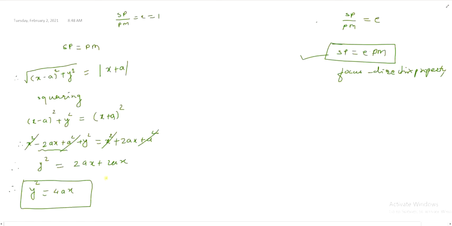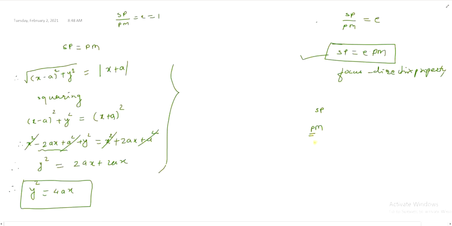So see students, how many steps we require? Only these few steps are required for proving this one. But what is the important thing? First we have to find out here SP, that is the distance between the focus and the point P which lies on the locus of the parabola, and PM, the perpendicular distance of the directrix D from the point P on the locus.